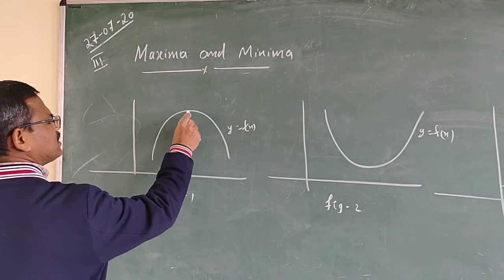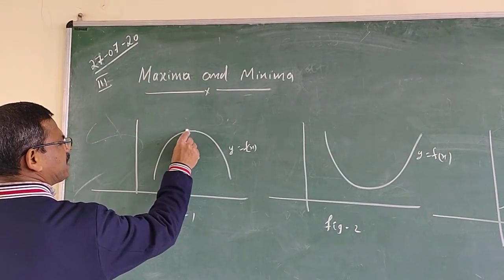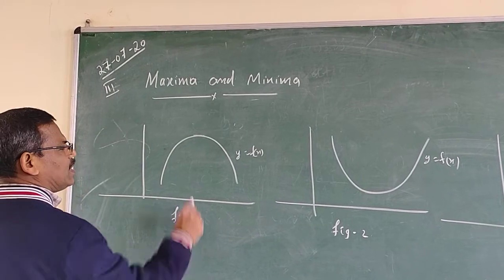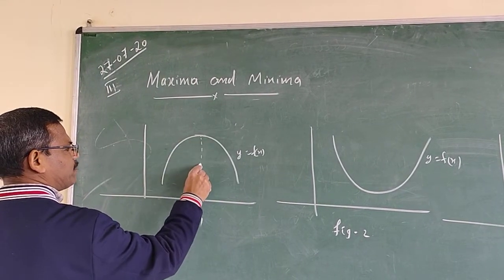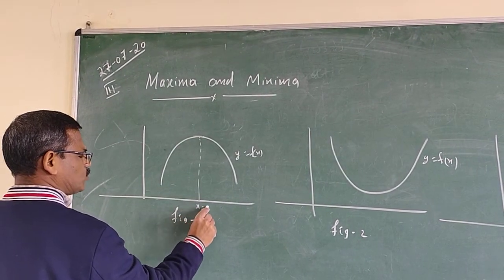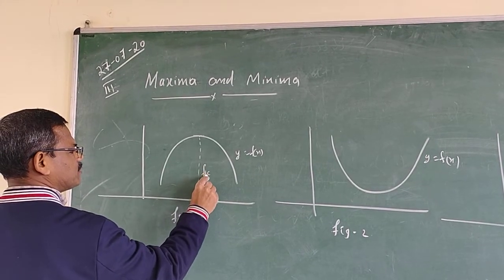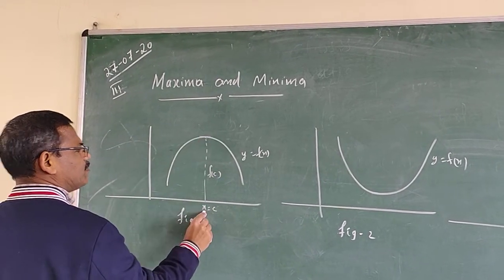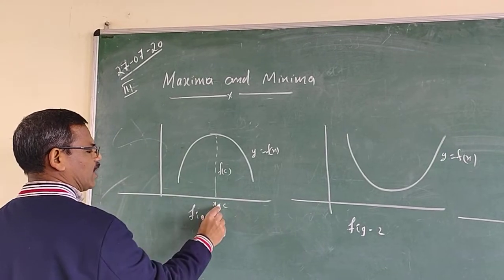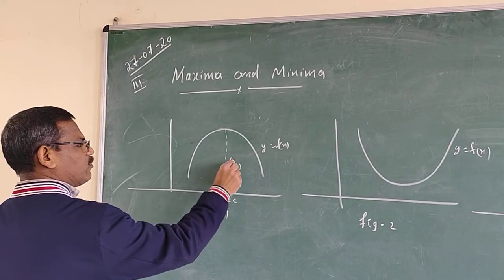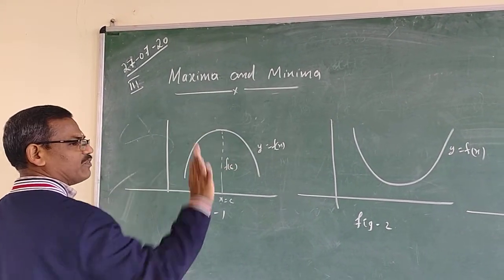In the figure you can see that this is the highest point. The highest point, what it means is that if I say x is equal to c, then the highest value occurs at x is equal to c, and f(c) is the highest value. From the figure it is very clear.